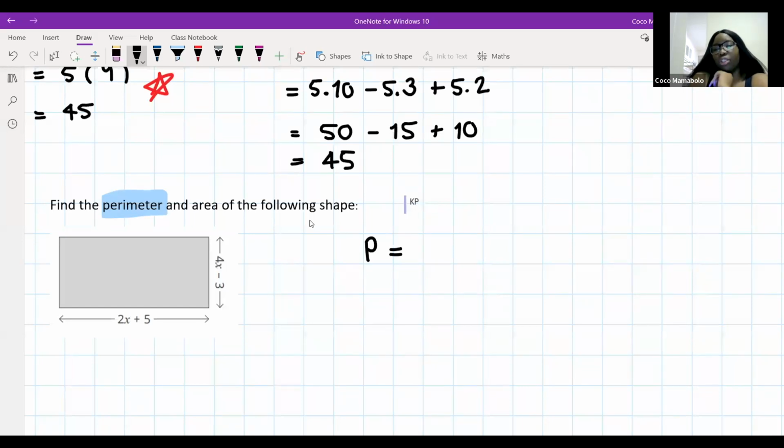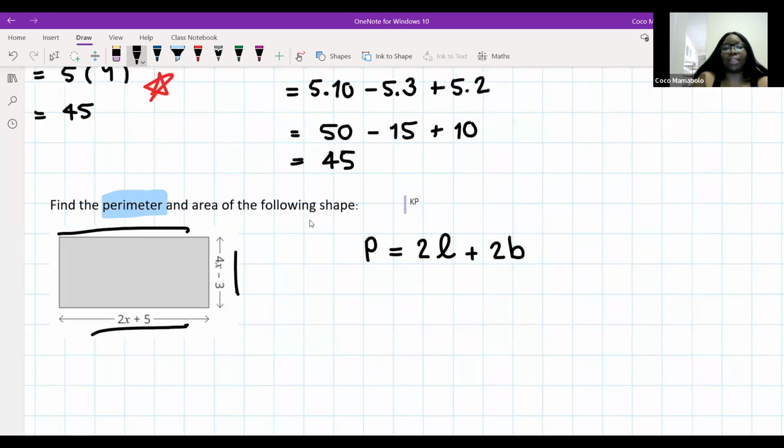Anybody? I've got 2 minutes left, so we're going to have to make this quick. Perimeter is equal to, oh, not side times side. It's going to be 2 times the length, plus 2 times the breadth. So 2 times the long side, so this side and this side, plus this side and this side. But they've given us the value for the length. The length is 2x plus 5. And the breadth is 4x minus 3.